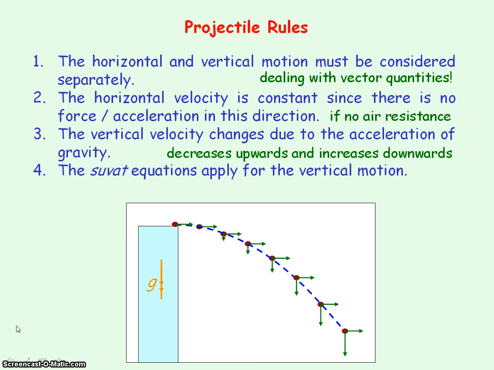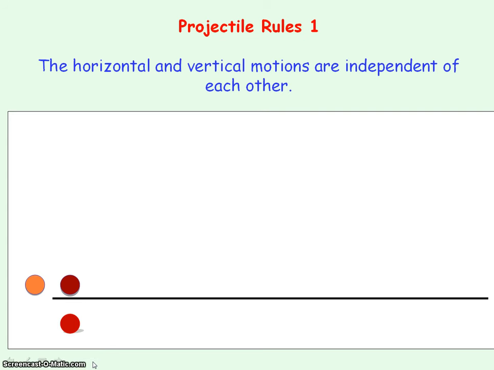And the fourth rule is that we can use the SUVAT equations for the vertical motion, and that's because vertically we have a uniform acceleration due to gravity. However, for the horizontal direction, we can use the equation for constant velocity, which is s equals vt. A projectile will be moving horizontally and vertically at the same time, but these motions do not depend upon each other.